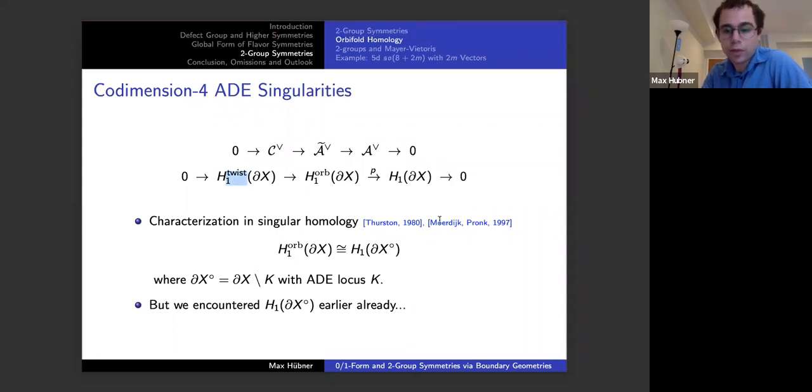Now, due to work by Thurston, Mortritz, and Pronk, we can characterize these orbifold homologies in the case of ADE singularities by the following singular homology groups. So the first orbifold homology of the boundary is nothing but the singular homology group of the smooth boundary. Remember, this is where we've simply excised the ADE locus. And the main observation now is that we've naturally encountered this object before, when we were studying the Mayer-Vietoris sequence in earlier examples. So let's return to that.